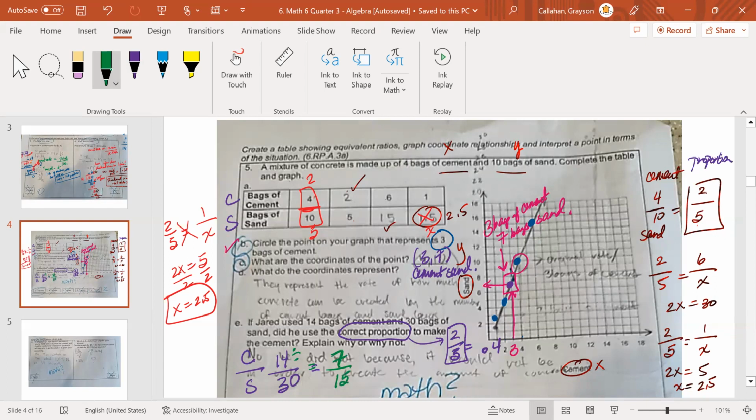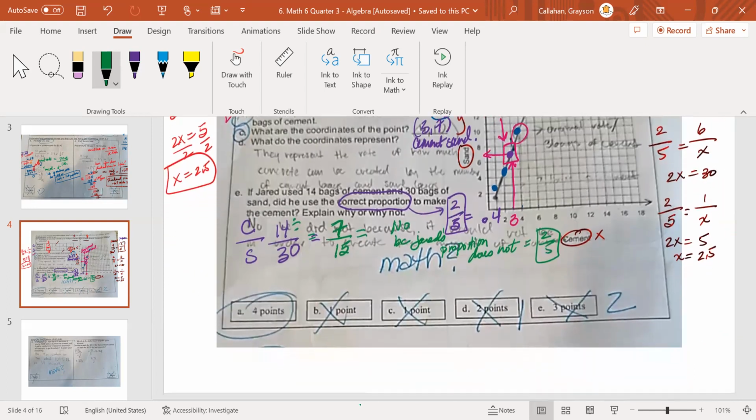15. Yeah, can you reduce this any further? No, because Jared's proportion does not equal 2/5, which is the proportion that we have. Does that make sense?